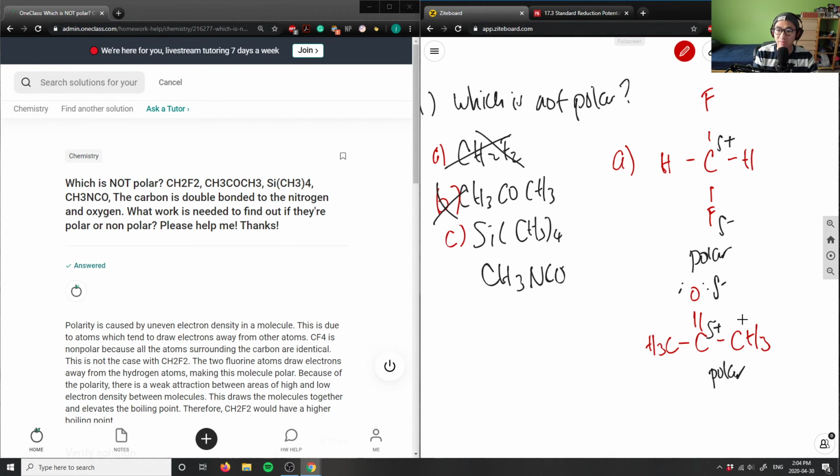And C here, I have Si(CH3)4, right? So Si will be our silicon, our middle guy here. So it's bonded to CH3, CH3, CH3, and CH3. And let's look at our periodic table here.